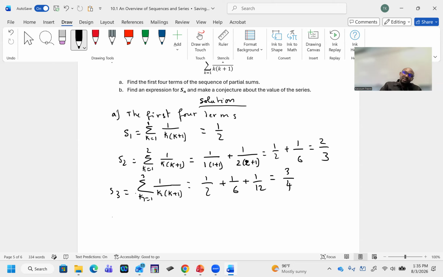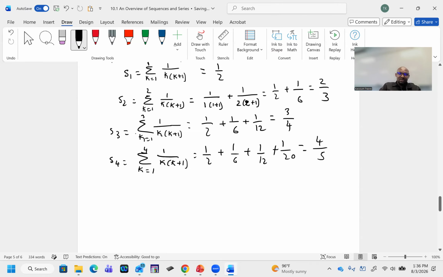And finally, S4 would be the sum with k starting from 1 to 4 of 1 divided by k times k plus 1, which would be 1/2 plus 1/6 plus 1/12 plus, when k is 4, 4 plus 1 is 5, 5 times 4 is 20, 1 divided by 20, which will be 4 divided by 5.